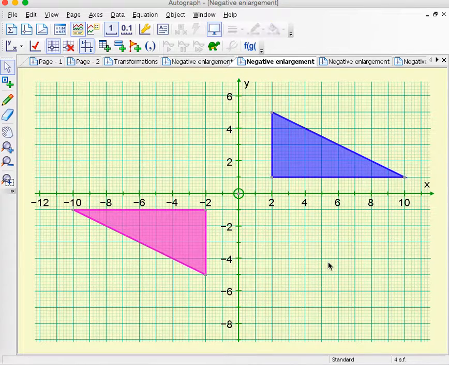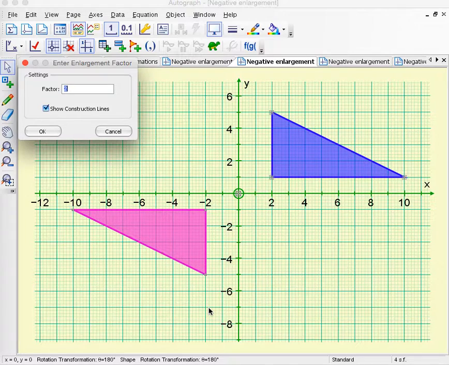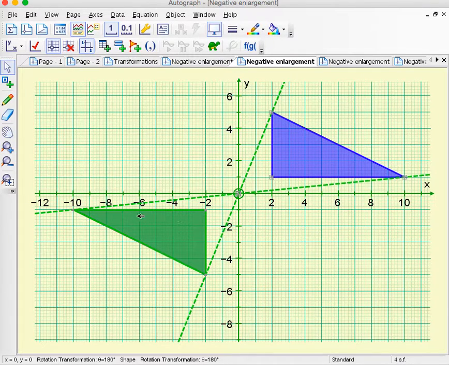There's the rotation. Now I'm going to take the same triangle and the same center point, and this time I'm going to choose enlargement, and I want to keep it the same, so I'm going to use -1, and you'll see that it draws in exactly the same place. So an enlargement by a scale factor of -1 and a rotation by 180 degrees are the same thing.